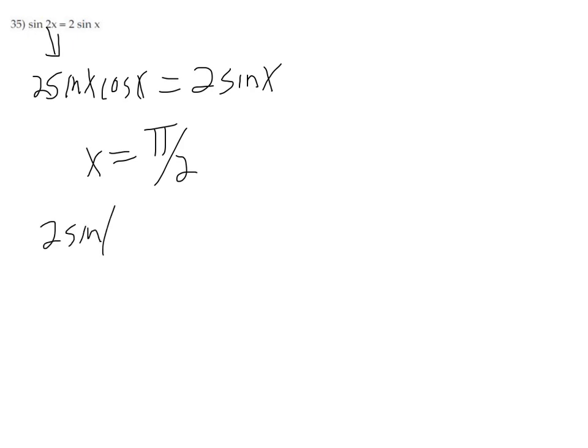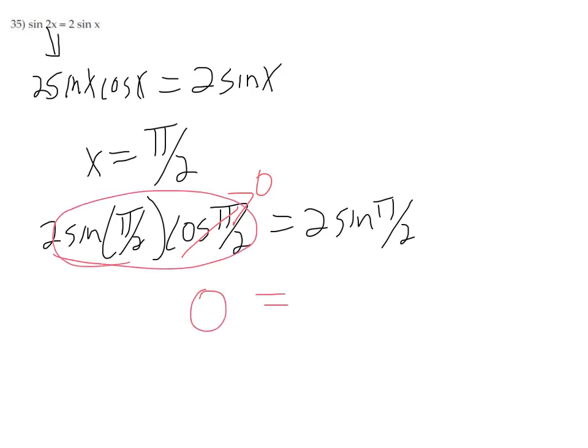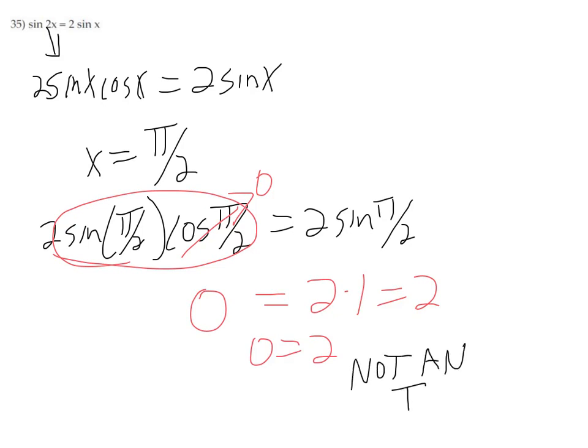2 sine of pi halves cosine of pi halves equals 2 sine of pi halves. This is the question, does it or does it not? Cosine of pi halves is 0. So this whole thing is 0. The right side is 2 times 1, which is 2. 0 equals 2. We have found a spot where this doesn't work. But an identity always works. Therefore, this is not an identity.